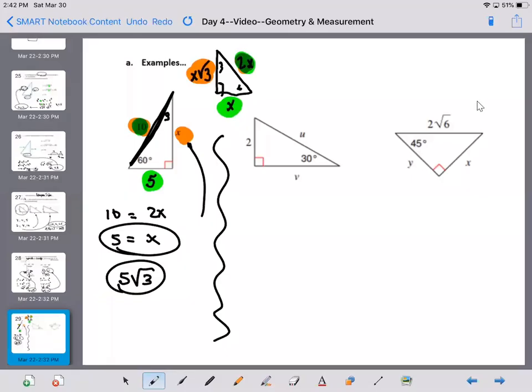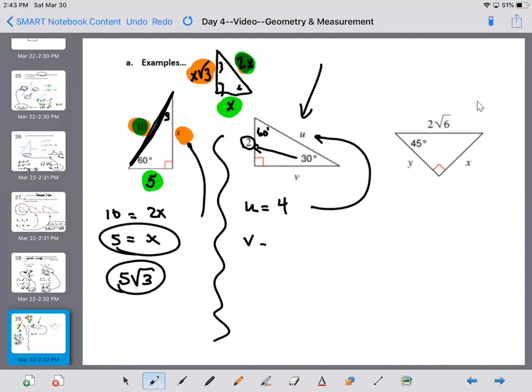So let's look at this second triangle here. If this is a 30 degree, then we know this is going to be a 60 degree. And we know that if this is 30, across from there is 2, that just means that the hypotenuse is double that. So if this is 2, then that means u is equal to 4. Then how do we find v?